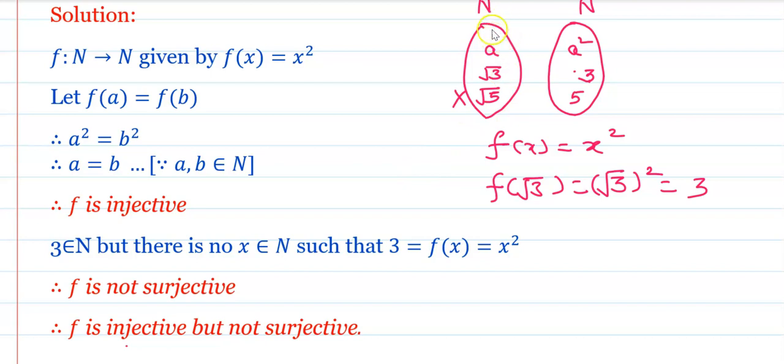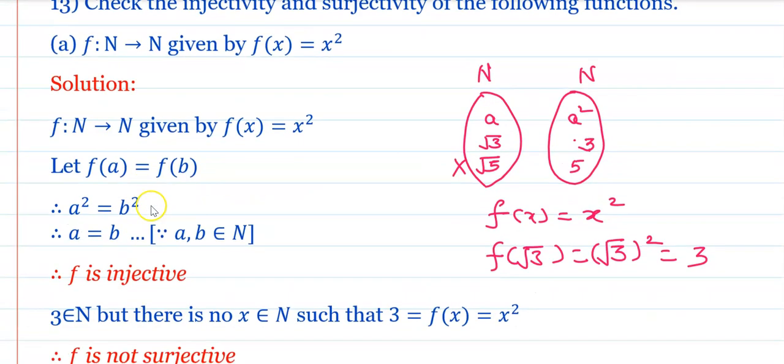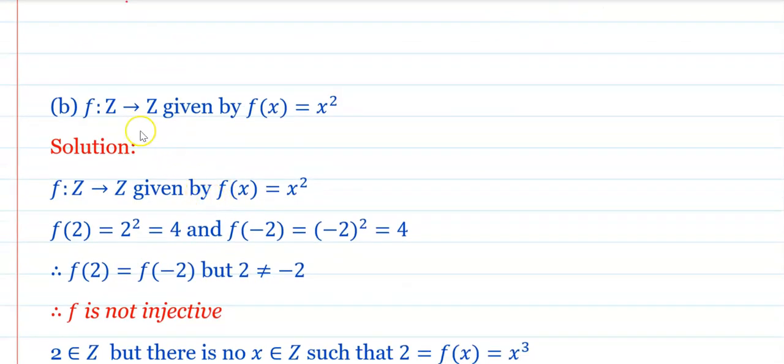Okay, because the set of natural numbers has the elements 1 to infinity only, and hence f is injective and it is not surjective. Next, the function f is defined from Z to Z given by f of x is equal to x square.